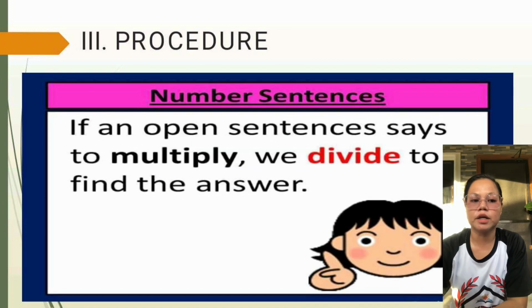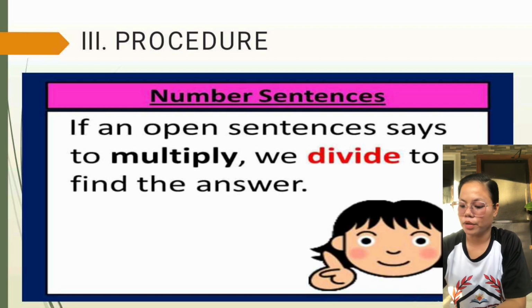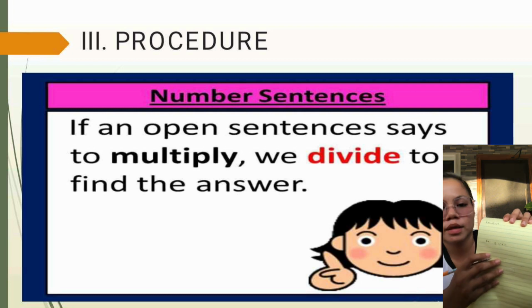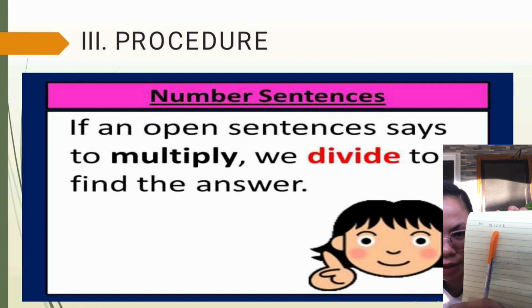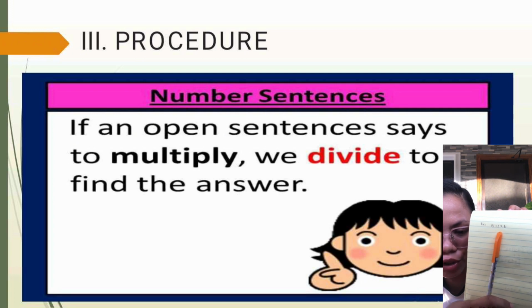Then if an open sentence says to multiply, we divide to find the answer. So let's say for example 18 equals 2 times b. So we should divide this. 18 divided by 2 is equals to 9. So the missing number of the letter B is 9.